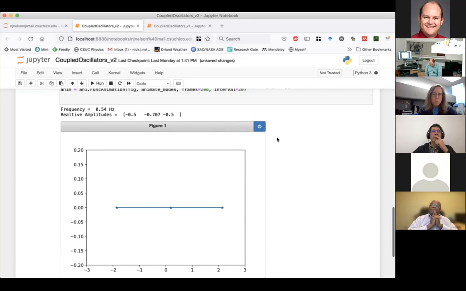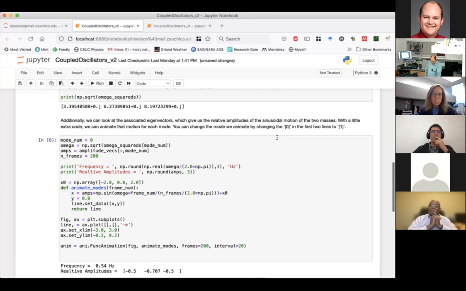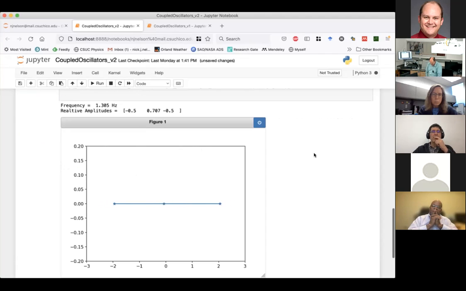There's another one where they all move together. And then the last one. Right? And those are just fun to watch.